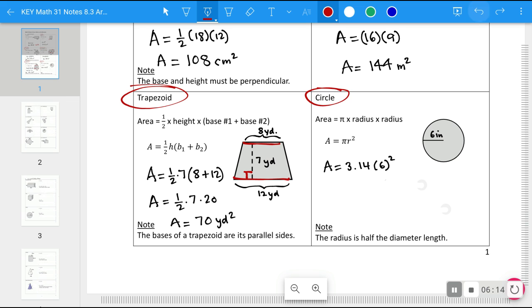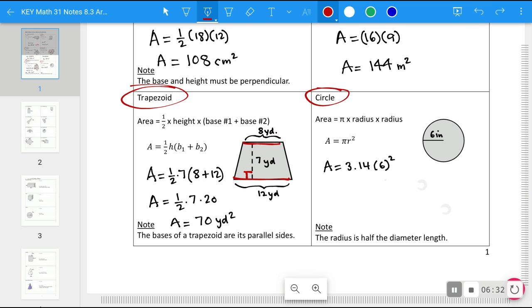If they give you the diameter, which would be all the way across, this problem would have a diameter of 12, for instance. You have to cut it in half before you use it in the formula because it calls for the radius right there. So make sure you're plugging the radius length in.